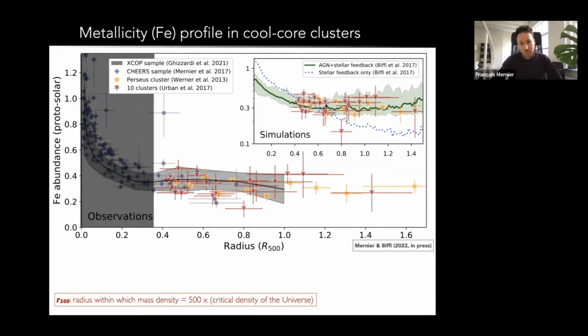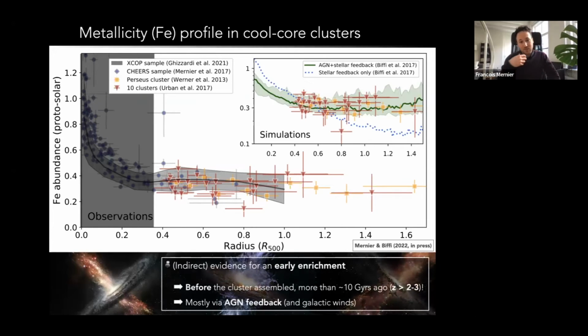And this was also shown by simulations and well reproduced by simulations, providing that in your simulation you include a strong feedback from supermassive black holes very early on, actually even earlier than when your cluster started to form and grow. And so today, this is actually one of the best evidence we have for what we call the early enrichment scenario, in which we believe that clusters became chemically enriched even before they started to assemble. So in individual galaxies, the metals were actually released thanks to AGN feedback, thanks to supermassive black hole feedback, and also a little bit via galactic winds. So yeah, around redshift 2 or 3, so more than 10 gigayears ago.